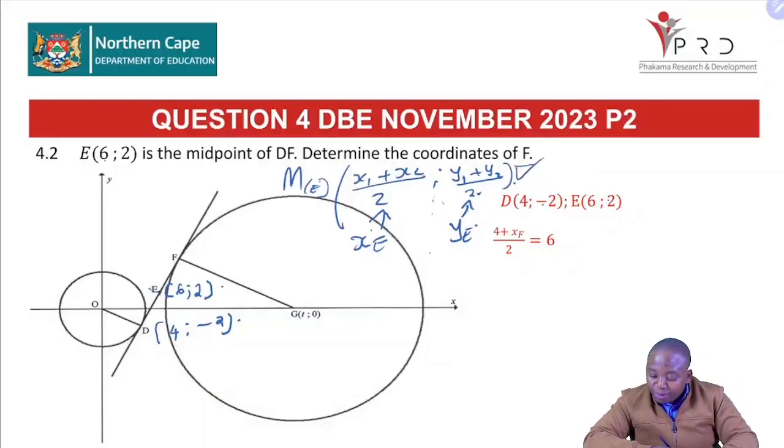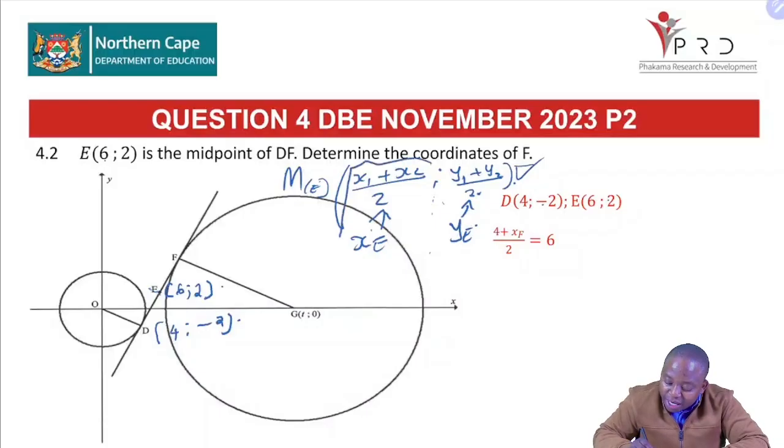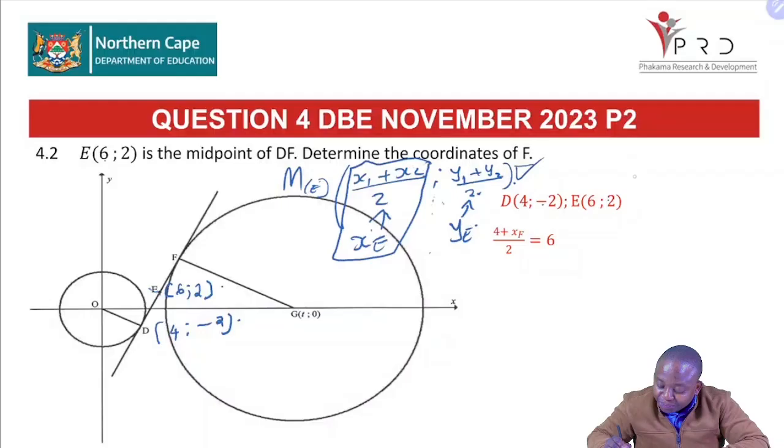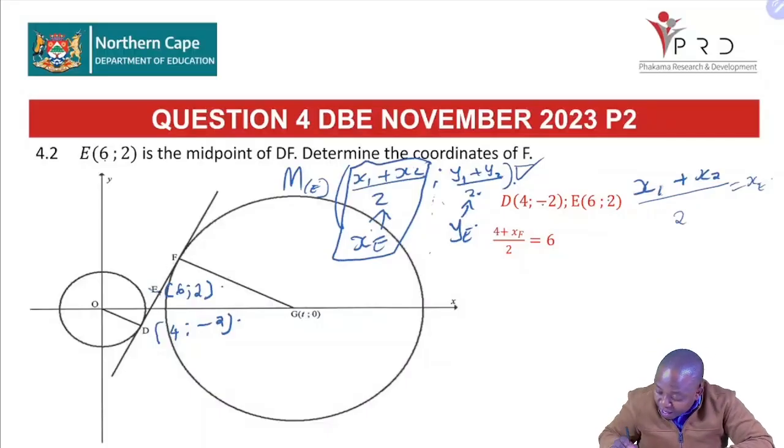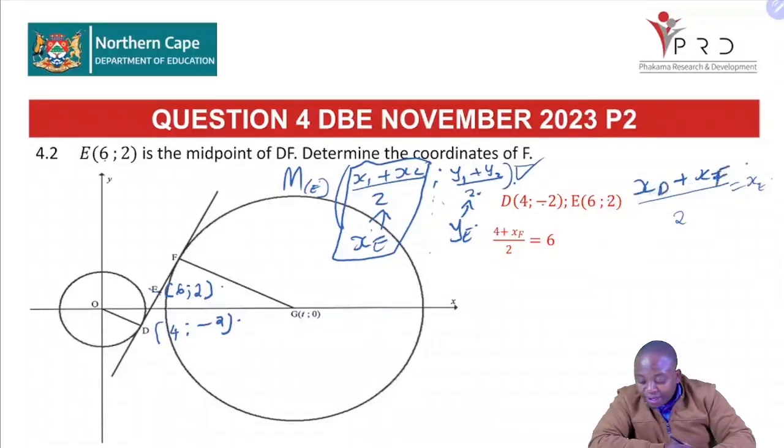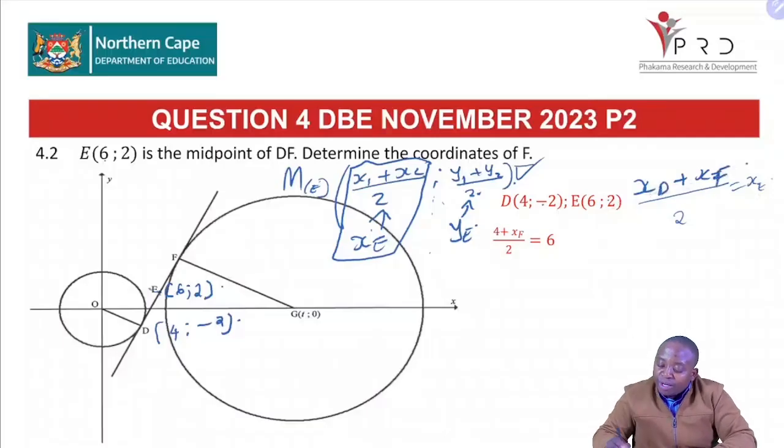Then what do we do from here? I will now take the first part and work around it. That is to say, we will now say x1 plus x2 all over 2 is equal to the x coordinate of E. What are x1 and x2 in this case? Our x1 can be the x coordinate of D, and our x2 is going to be the one of F in this case. So that's how we're going to work it over 2.